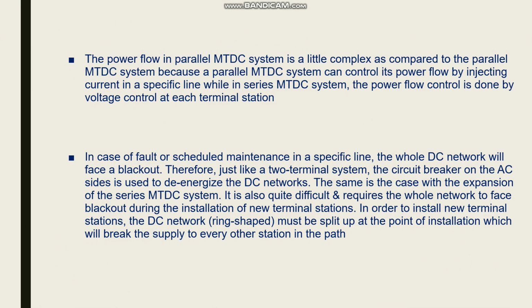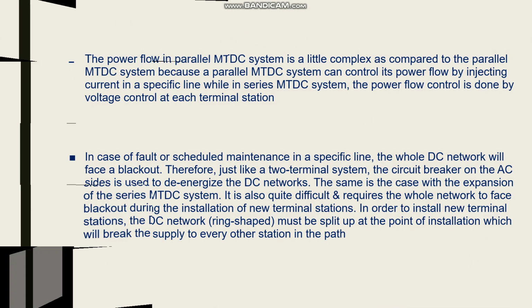In case of a fault or a scheduled maintenance in a specific line, the whole DC network will face a blackout. Therefore, just like a two-terminal system, the circuit breaker on the AC side is used to de-energize the DC network. The same is the case with the expansion of the series MTDC system. It is also quite difficult and requires the whole network to face blackout during the installation of a new terminal station. In order to install a new terminal station, the DC network must be split up at the point of installation, which will break the supply to every other station of the path.